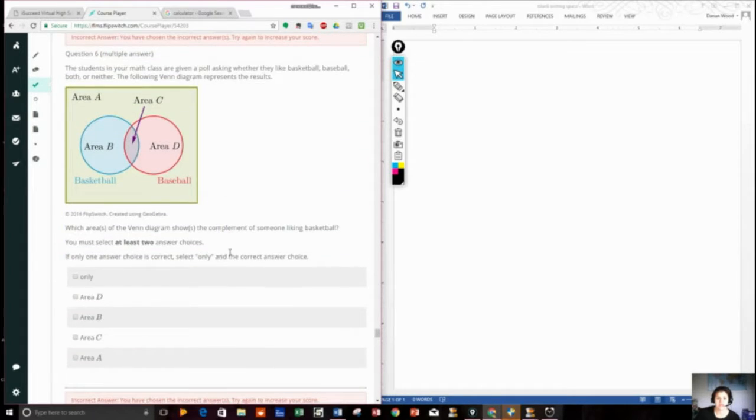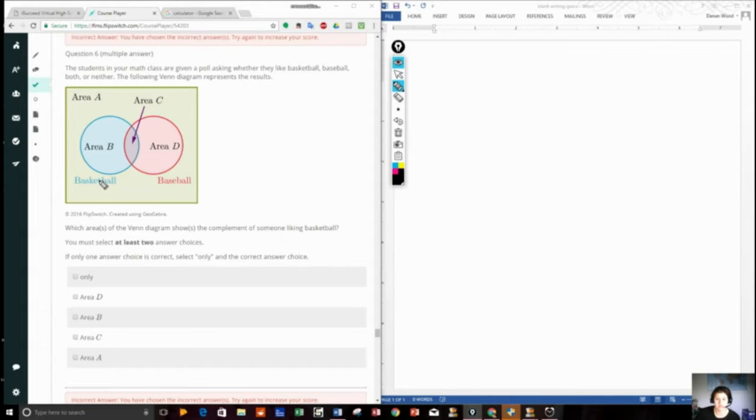The students in your math class are given a poll asking whether they like basketball, baseball, both, or neither. The following Venn diagram represents the results. Which areas of the Venn diagram show the complement of someone liking basketball? You must select at least 2 answer choices. If only one answer choice is correct, select only the correct answer choice.